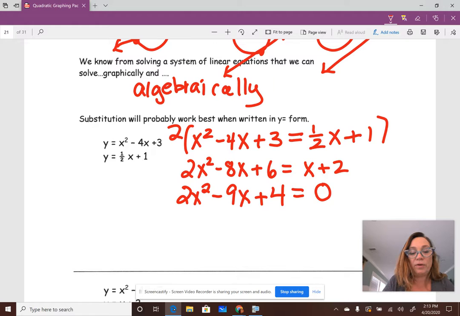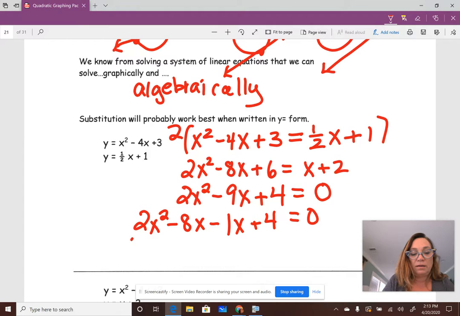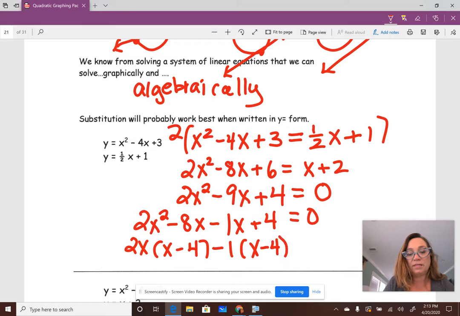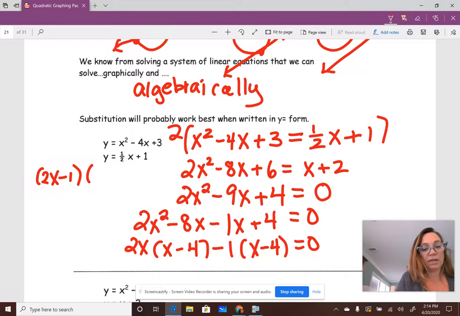Okay, so I'm going to split the linear term into minus 8x and minus 1x plus 4. I'm going to pull out a 2x from the front. I'm going to pull out a negative 1 from the front. So that gives me factors of 2x minus 1 and x minus 4, which of course are equal to 0. I'm going to set both of those equal to 0.